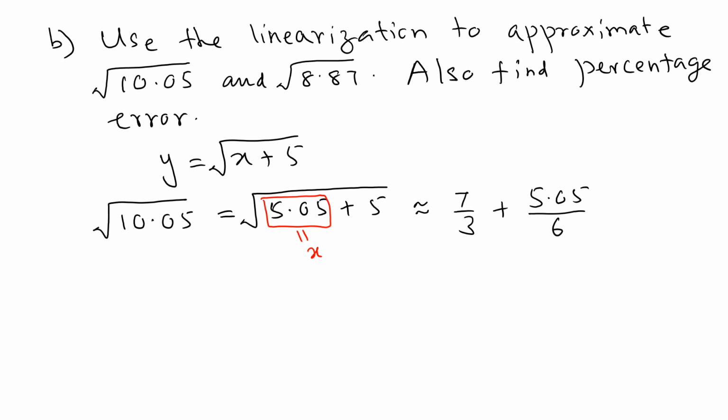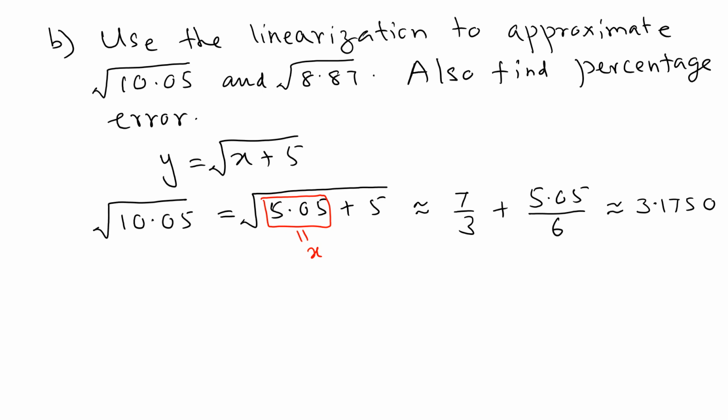That's what the formula says. And then if you use a calculator, you can just divide this. So, 3.1750 up to 4 decimal places. So that is the approximate value of √10.05 used in the approximation.